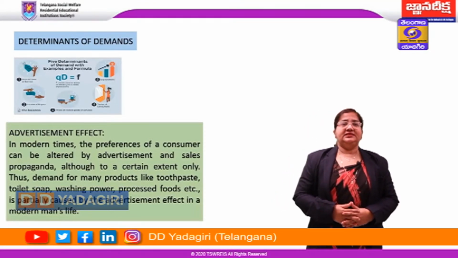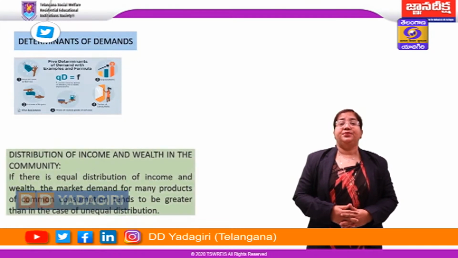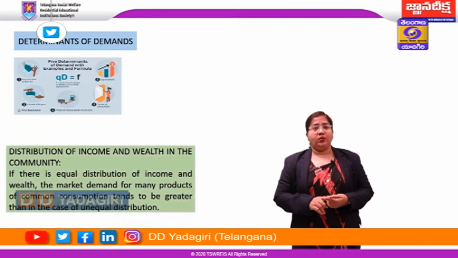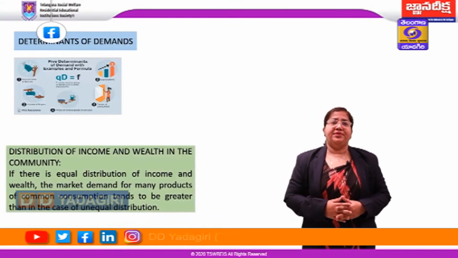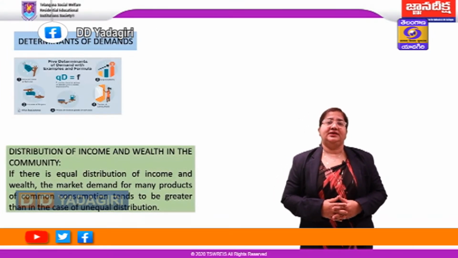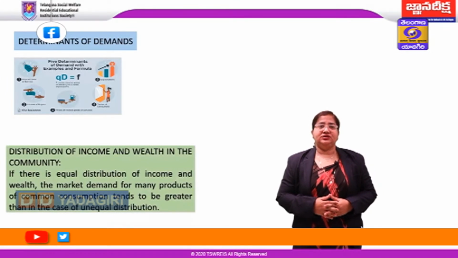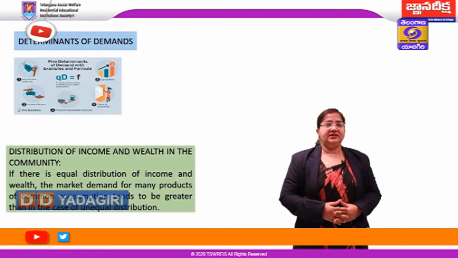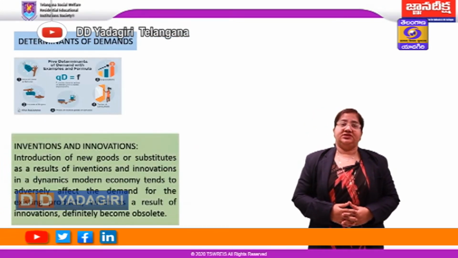Now, the next factor is the distribution of income and wealth in the community. See, if there is an equal distribution of income and wealth, the market demand for many products of common consumption tends to be greater than in the case of unequal distribution. Yes? The next factor is inventions and innovation.